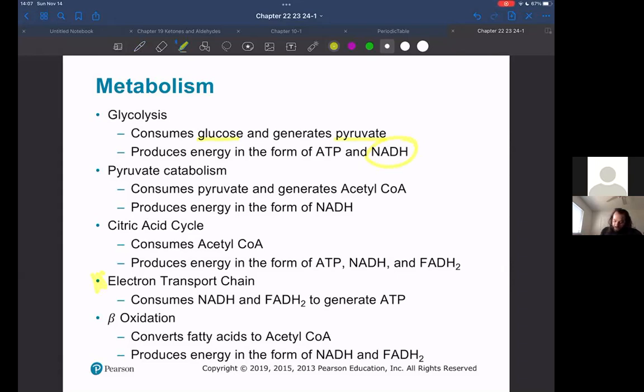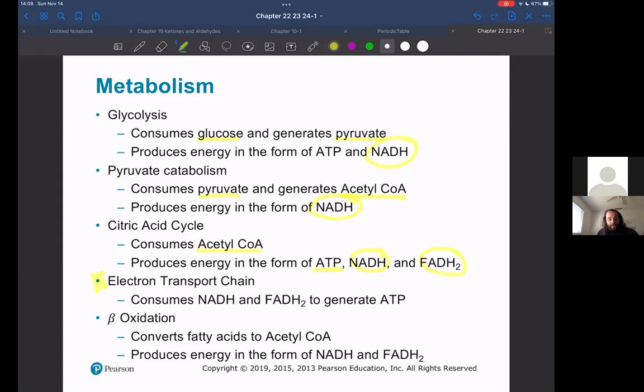The pyruvate that's generated from glycolysis goes through another set of catabolism steps, which converts it from pyruvate to acetyl-CoA. This also generates NADH. That acetyl-CoA will then go through what's called the citric acid cycle, where it will make ATP, that direct energy payoff, as well as more NADH and FADH, which is similar to NADH. It also will lead to the creation of more ATP, right?